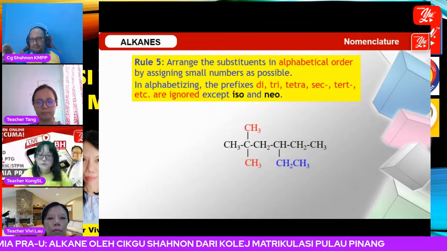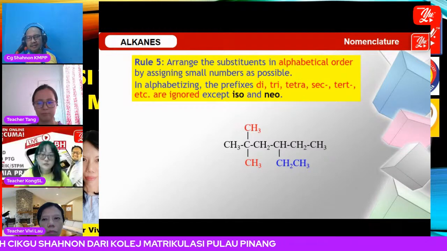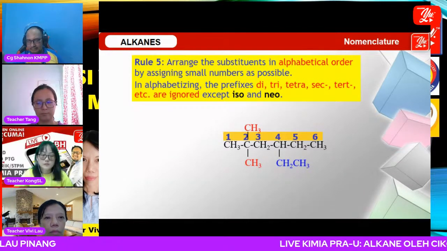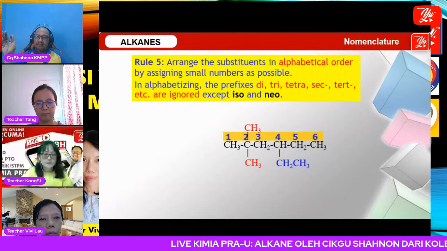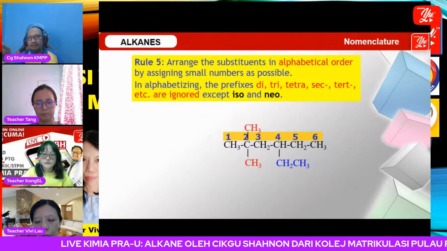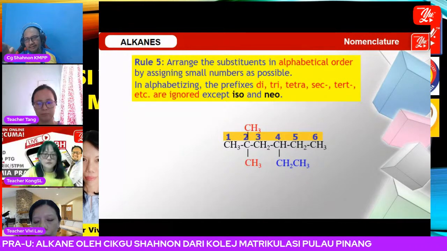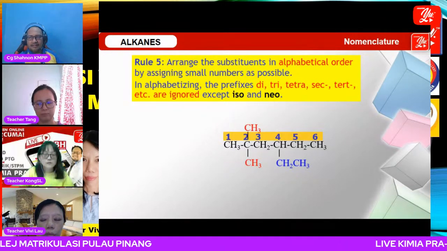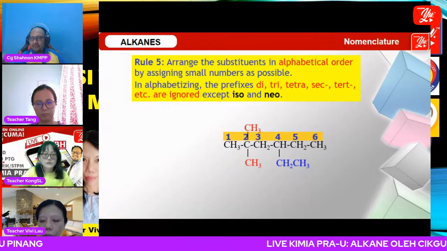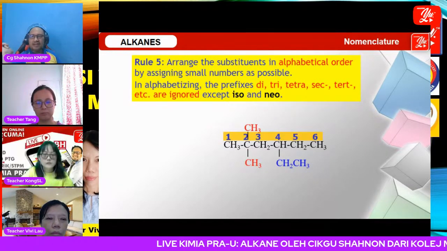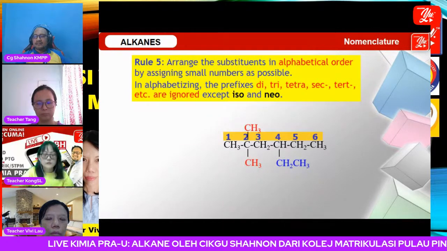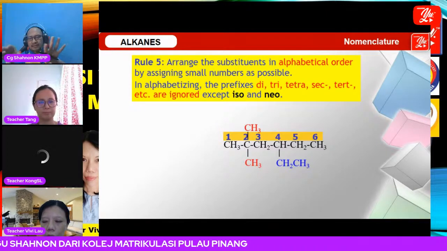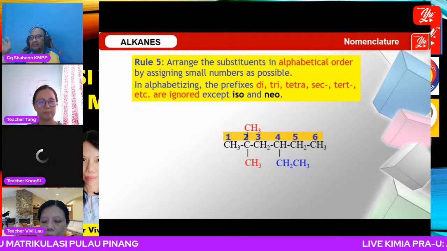For example, remember rule number one: the longest continuous chain, 1, 2, 3, 4, 5, 6, hexane. Then make sure that the substituents get the smallest numbers, and the smallest set is 2,2,4. If we count from right to left, the substituents are at carbons 3,5,5. 2,2,4 is smaller compared to 3,5,5, right?